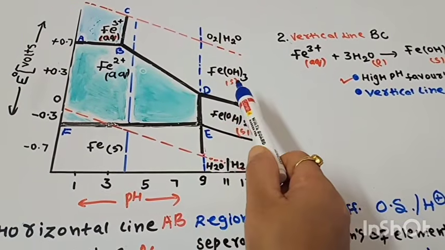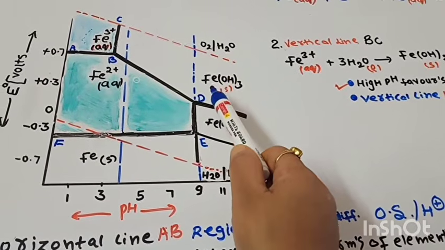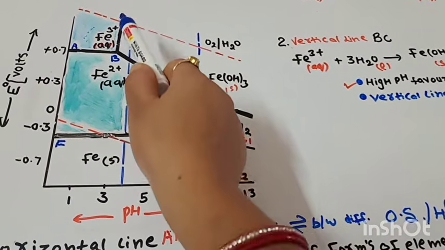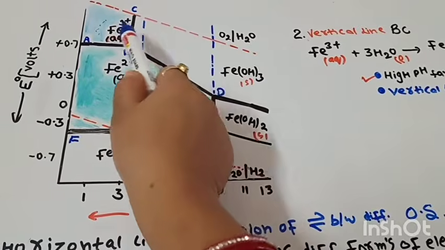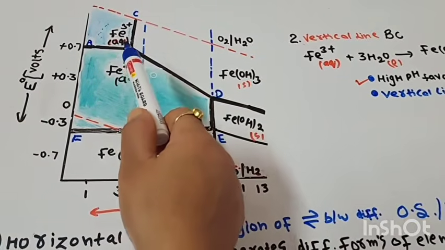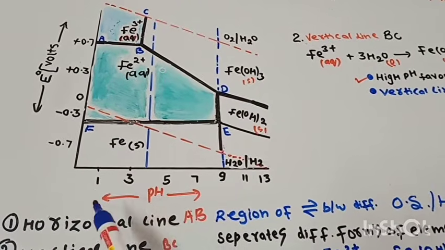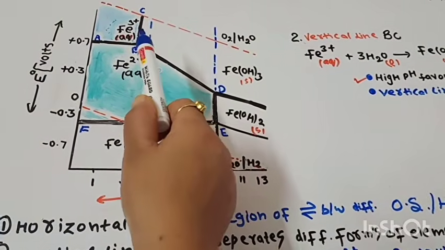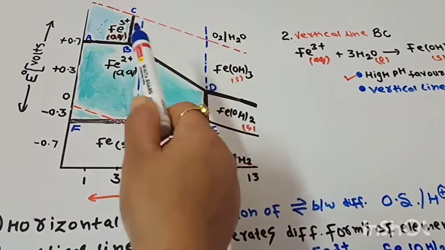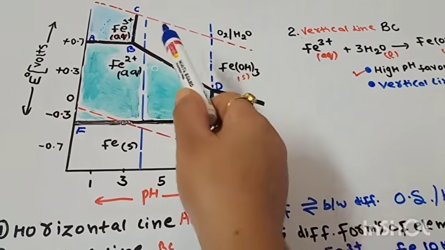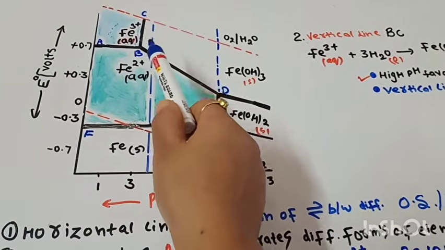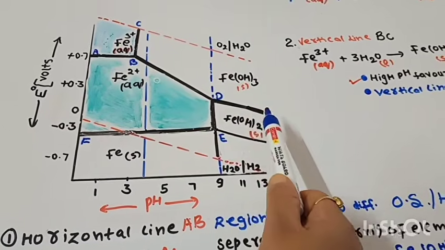Here also, in ferric hydroxide, the oxidation state of iron is +3. So the vertical lines have the same oxidation state on both sides. But the important thing is that if we look at Fe3+, this is the lower pH side, and as we move along, the pH also increases, so the basic side increases.